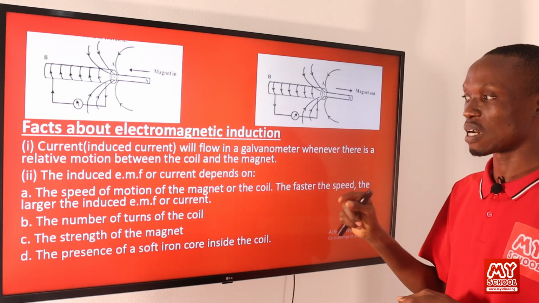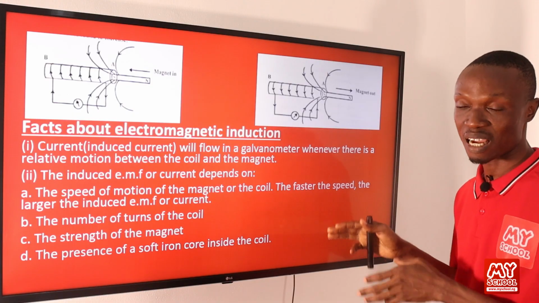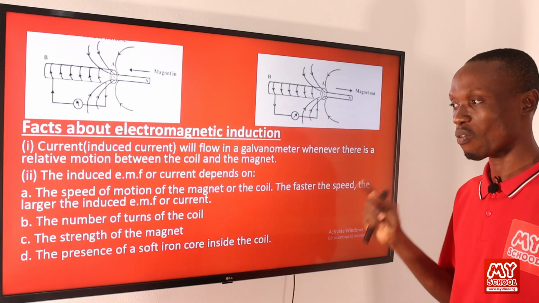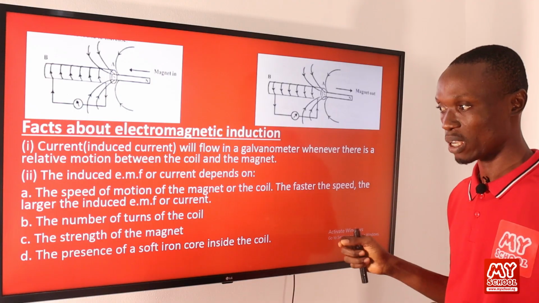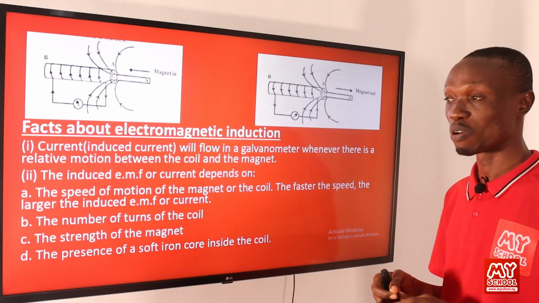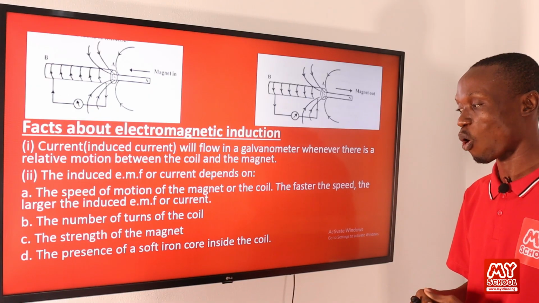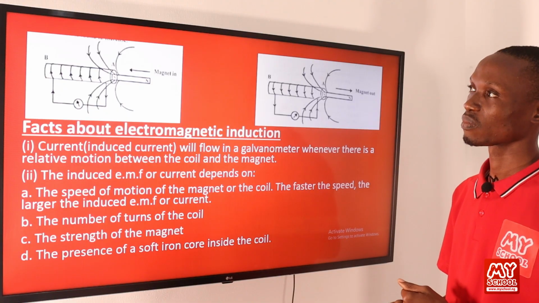So these are some of the factors that determine the induced EMF or current. One of them is the speed of motion of the magnet or the coil. The faster the speed, the larger the induced EMF or current. 2, the number of turns of the coil. 3, the strength of the magnet. And 4, the presence of a soft iron core inside the coil. So let's move to the next slide.